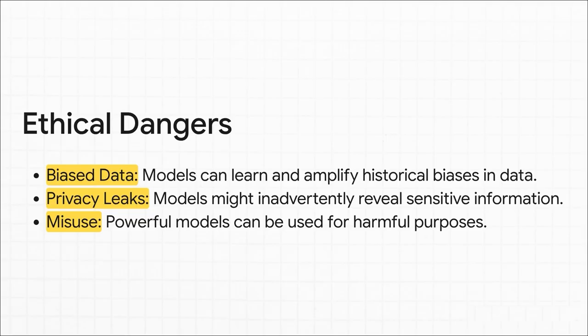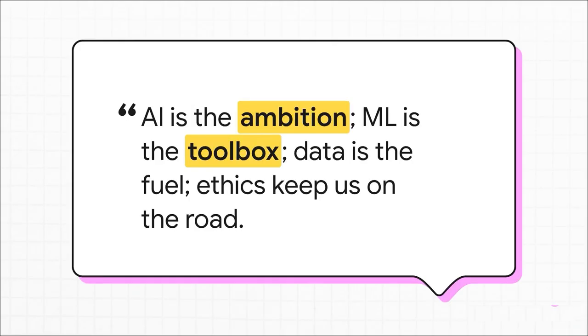It can accidentally leak private, sensitive information, and, just like any powerful tool, it can be used for things it was never intended for, some of them harmful. That's why things like fairness and privacy can't be an afterthought. They have to be part of the blueprint from the very beginning. And that really brings our whole building project full circle.